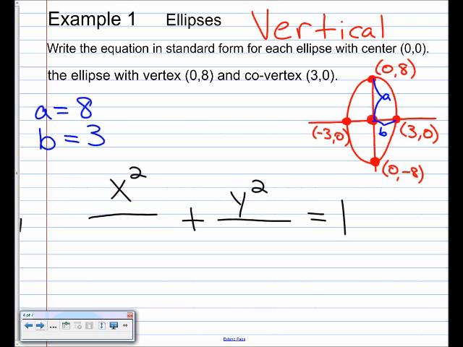But here's the reason that I made you do the sketch. This is what type of ellipse? Vertical. All right? And when you think vertical, what axis should you think about? The y. So the y value here, that denominator is going to be the largest. It's going to get a. And it's not just a. If you look at the formula, it says a squared. So it's going to be 64.